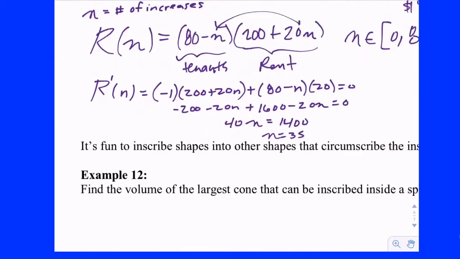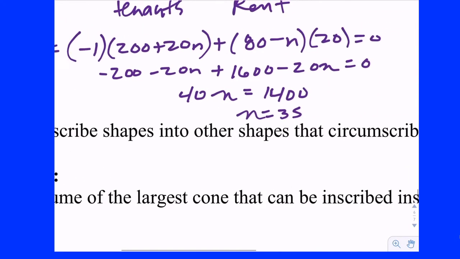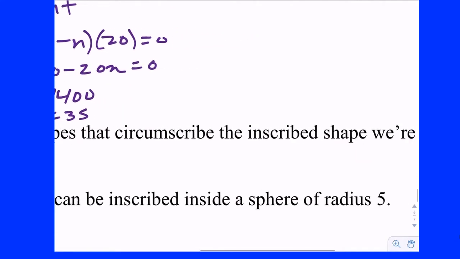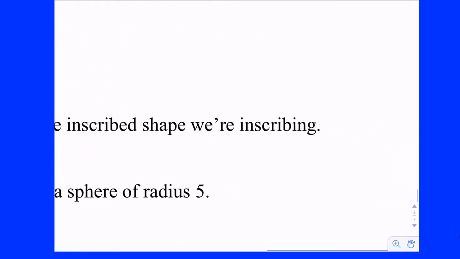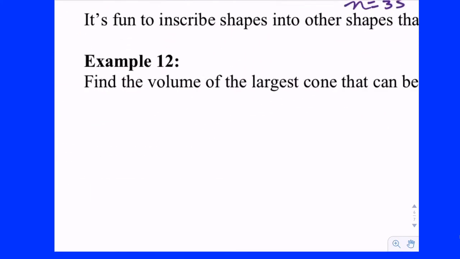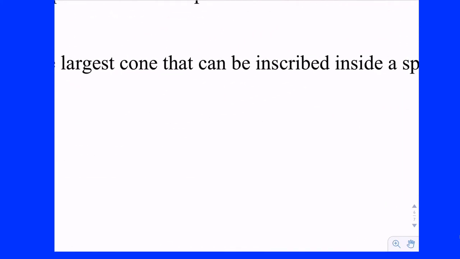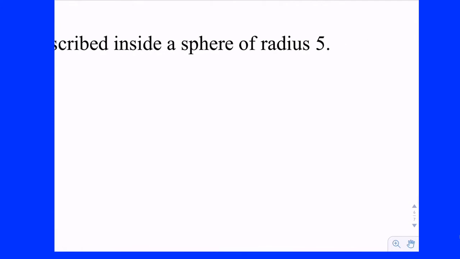And here's the segue into the next one. It's fun to inscribe shapes into other shapes that circumscribe the inscribed shape we are inscribing. It's fun to do that. Example 12. Find the volume of the largest cone that can be inscribed inside of a sphere of radius 5. We're starting with the sphere of a given size, and we're going to put a cone inside of it. And that cone needs to be as big as possible.